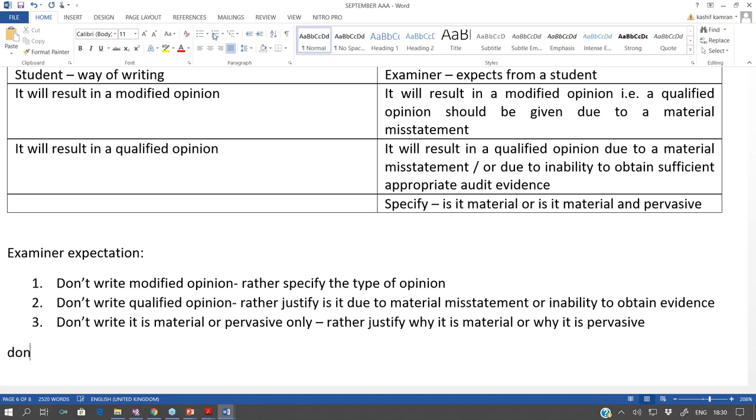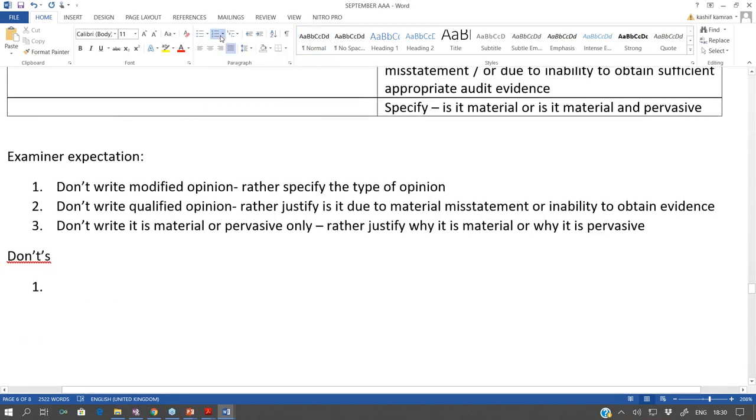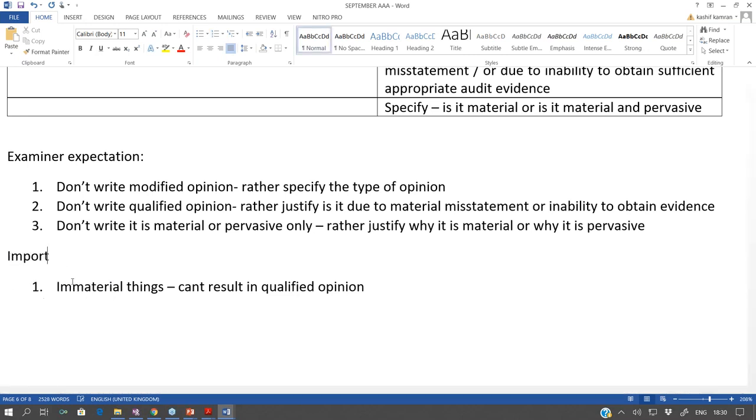And then some don'ts of the examiner. Number one, don't give immaterial things that can't result in a qualified opinion. Is that true? Rather than saying don'ts, let's put them as some important learnings. Immaterial things can't result in a qualified opinion, right?